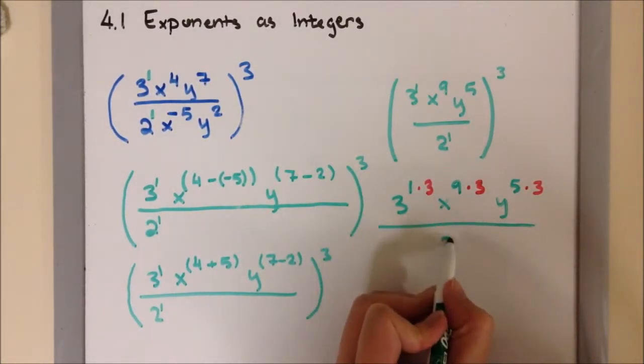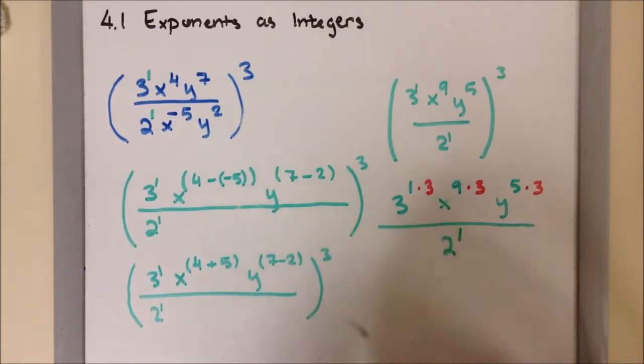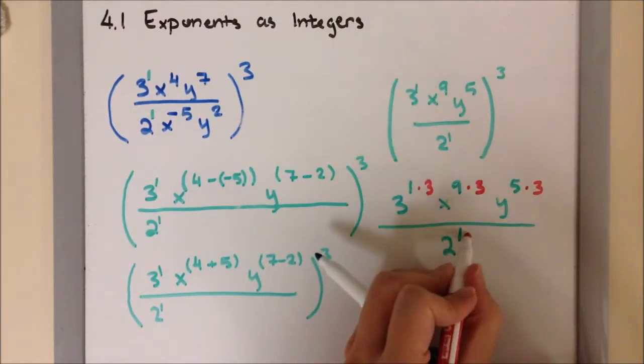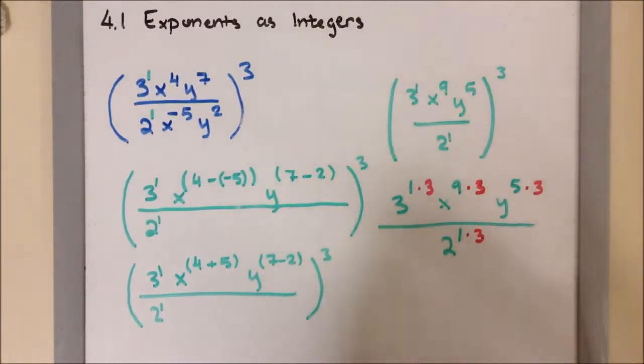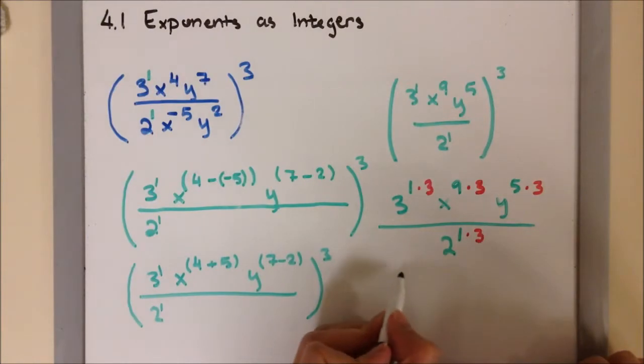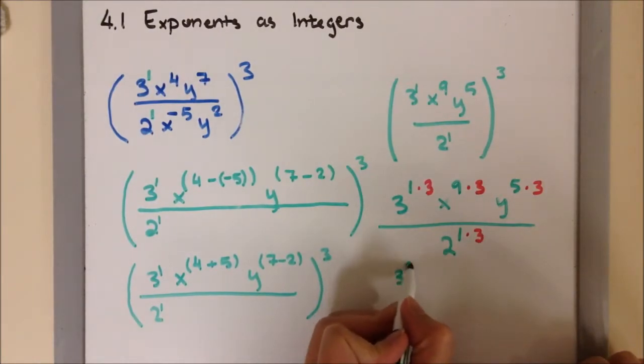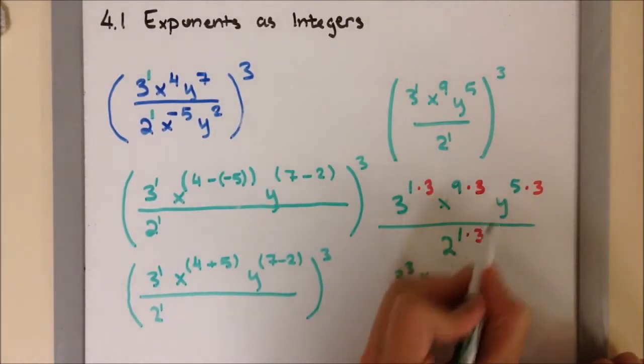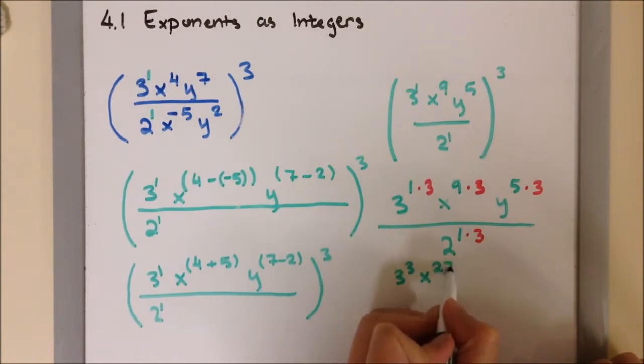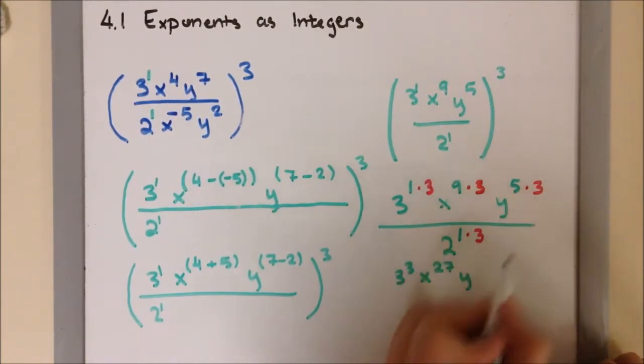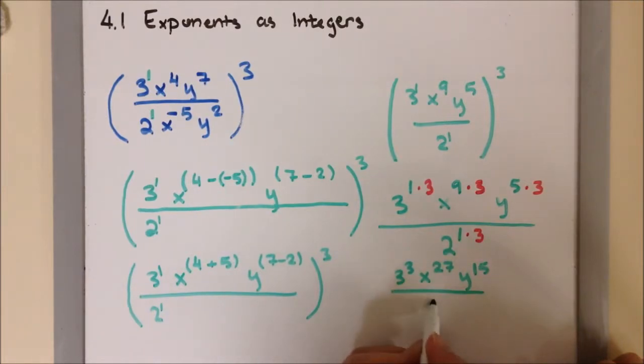And I'm doing the same thing with the 2. 1 times 3. So all I'm doing was just multiplying the exponent. So it's going to become 3 to the 3rd power, x, 9 times 3 is 27, and then y, 5 times 3 will be to the 15th power, over 2 to the 3rd power.